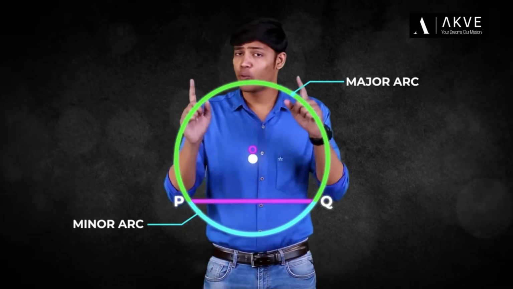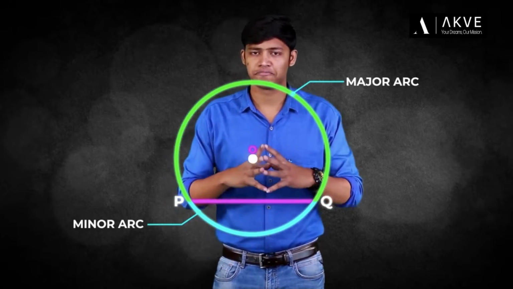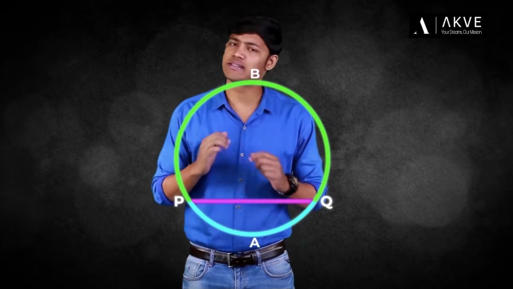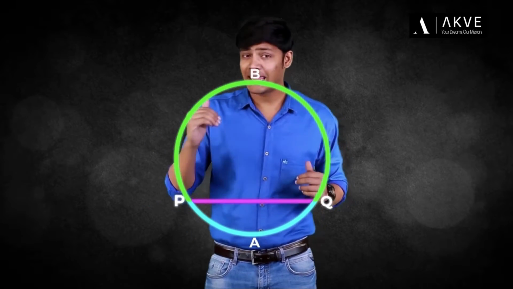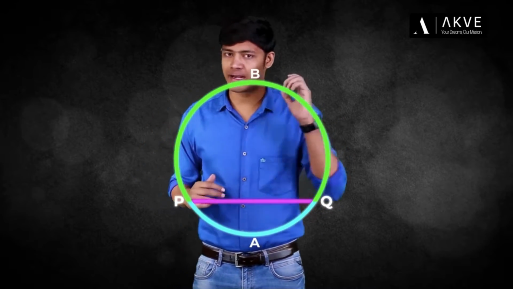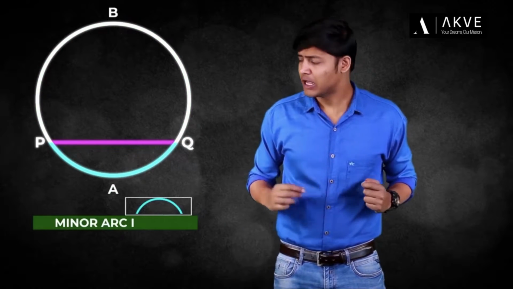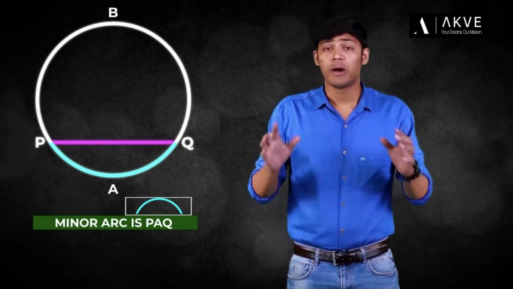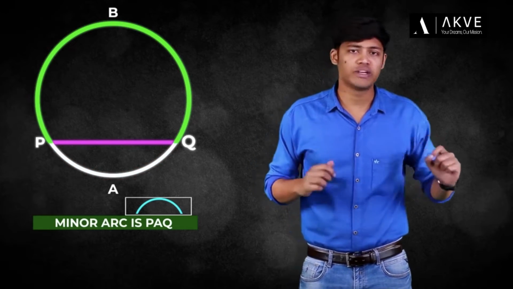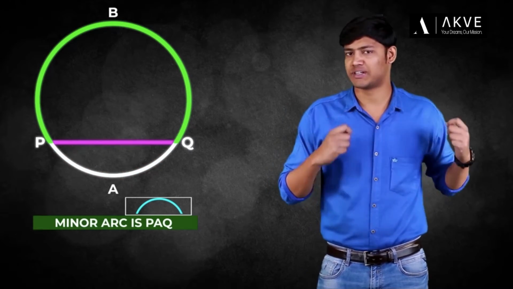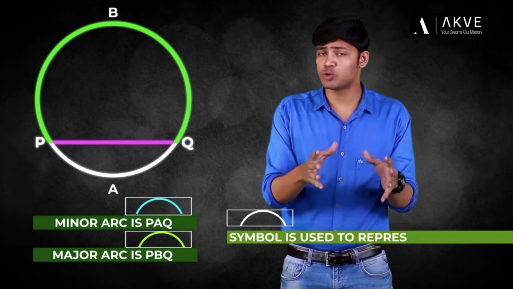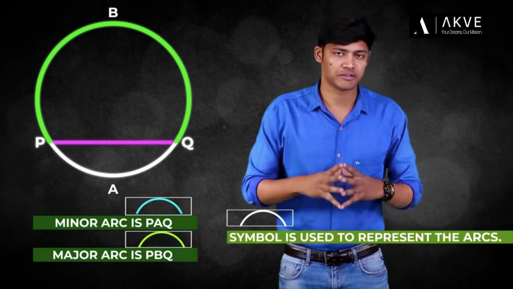Now, let's see how we can represent these arcs. Let's plot 2 points A and B on the circle. Now, PAQ is the minor arc and is represented by PAQ with an arc on top, and PBQ is the major arc and it is represented by PBQ with an arc on top. This is the symbol used to represent the arcs.